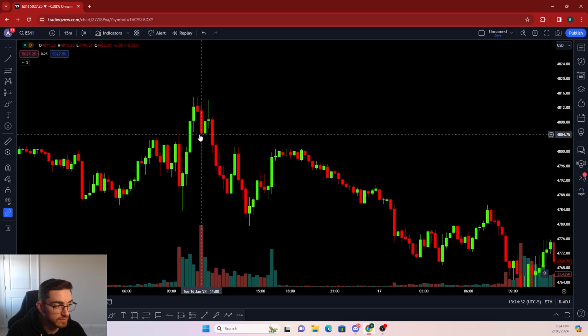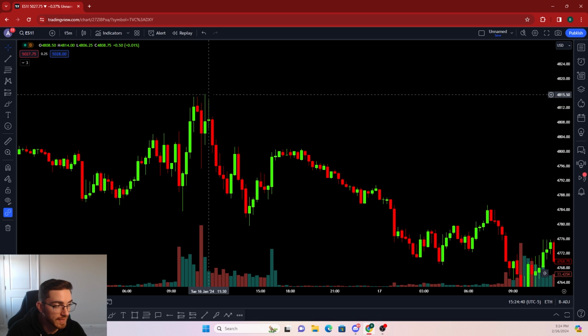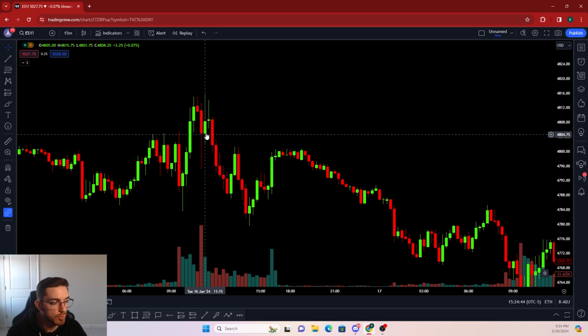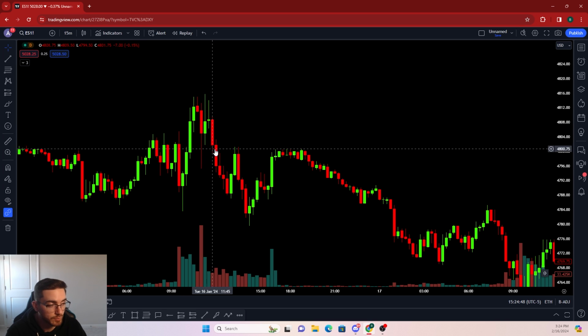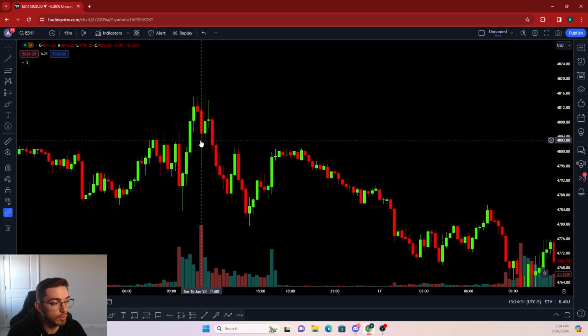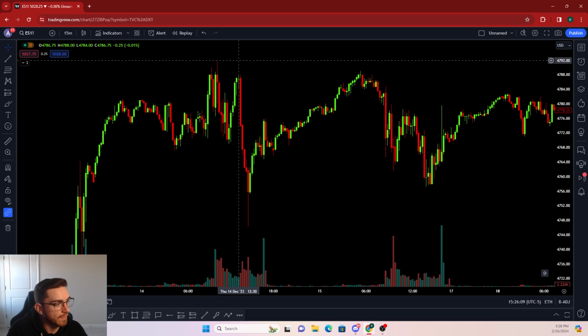And had you waited till the close of that 15-minute candle, you would have still been able to catch a nice pop into the high of day. At that point, at least getting off a couple of trims and moving your stop loss up to break even. Worst case scenario, it came back and stopped you out at break even, but you still could have caught a nice move to the upside.